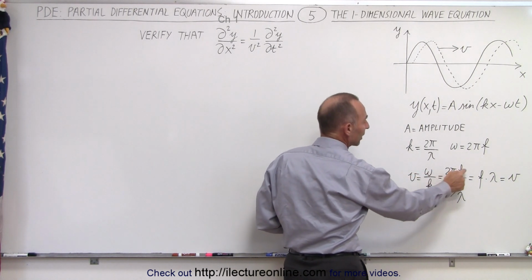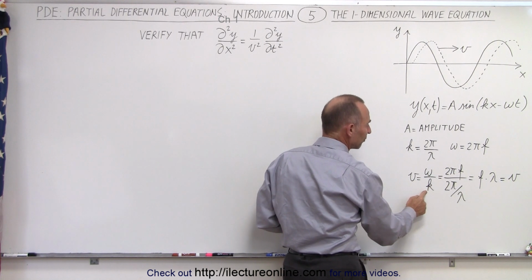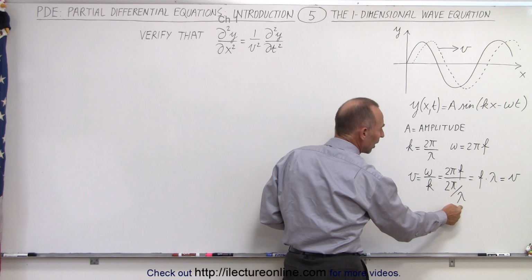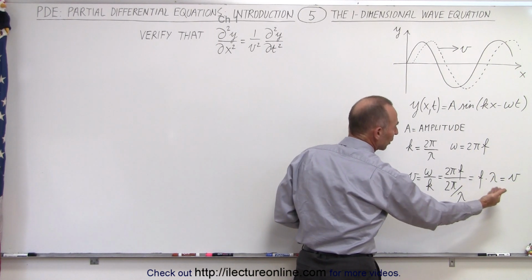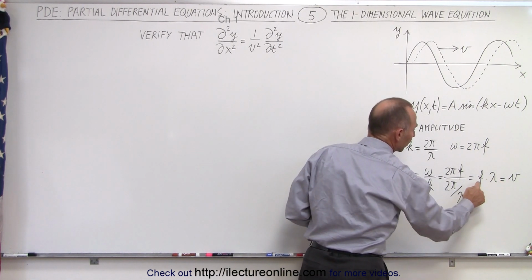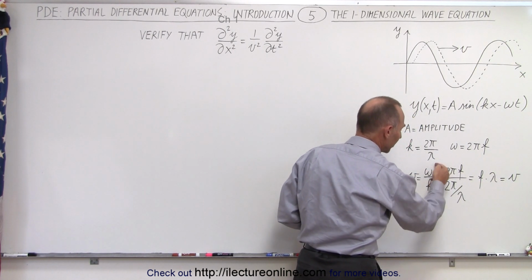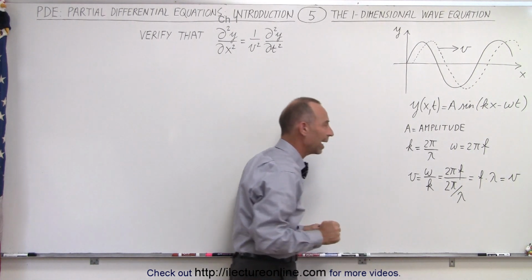Since omega is 2 pi times the frequency, and k, the wave number, is 2 pi over lambda, the 2 pi's cancel out, the 1 over lambda denominator goes to the numerator, and we know that the wave velocity is always equal to the frequency times the wavelength. So this velocity can also be expressed as omega divided by k.